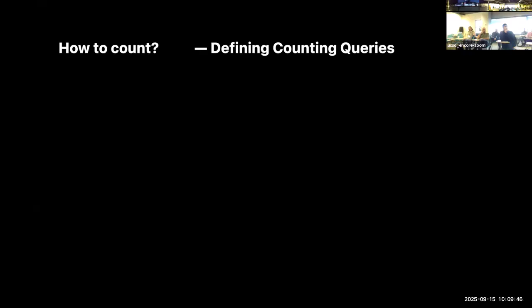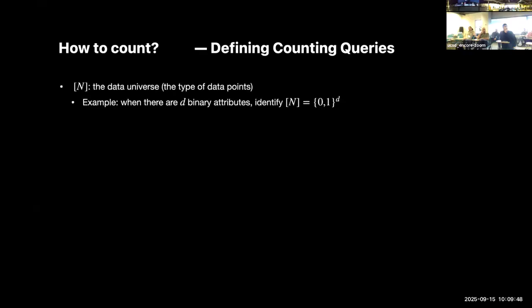So in this talk, we'll be mainly interested in answering counting queries. Say you have a data universe, capital N, that means the type of data points you might have. One example is a popular setting people tend to look at: high-dimensional data, where each data point consists of D relevant attributes. For example, income, gender, location area, etc. Once you have that, the data set is nothing more than a multi-set S consisting of n such data points from the universe.